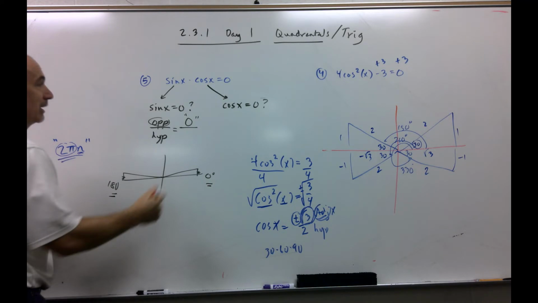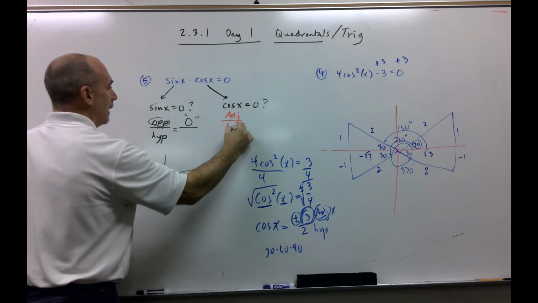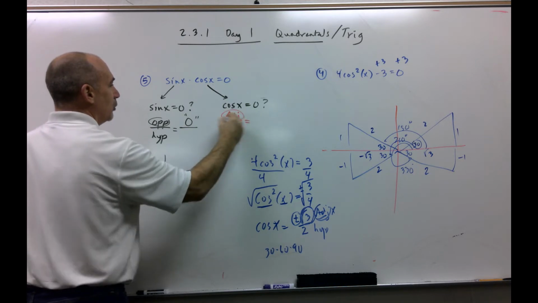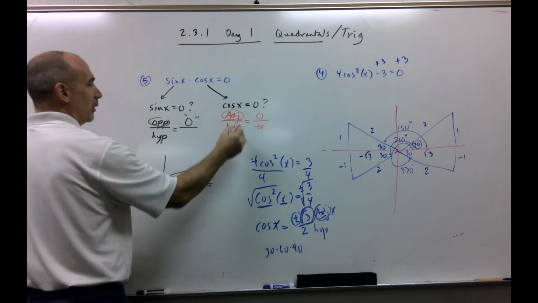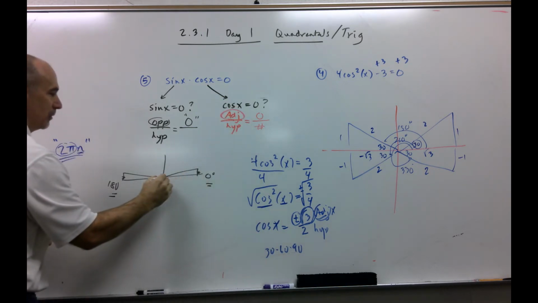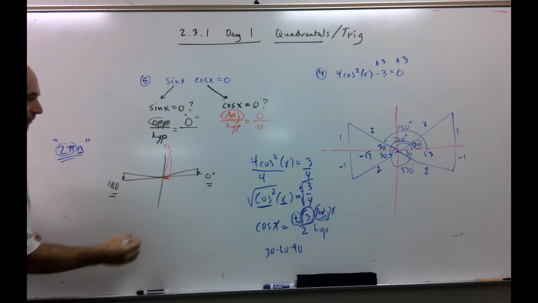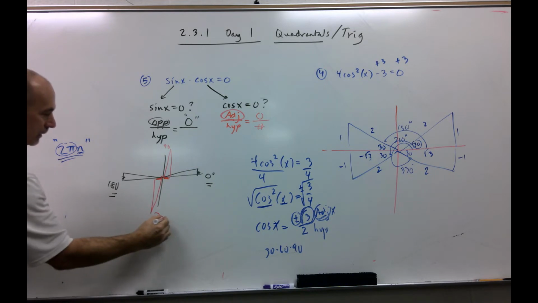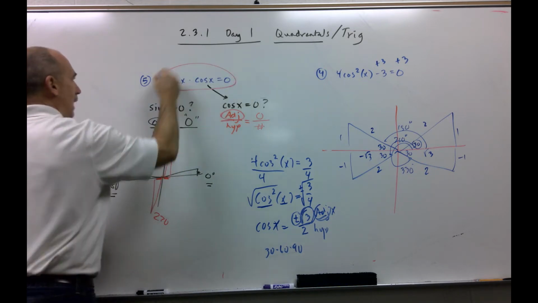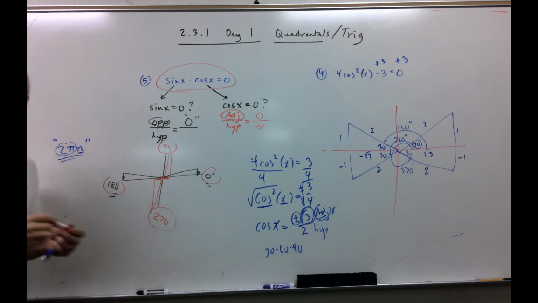But how can cosine equal 0? Well, by definition, cosine is adjacent over hypotenuse. So that means my numerator has to be equal to 0 over something. So where does my adjacent side disappear? Well, remember, at 90 degrees, there's my little adjacent side. At 270, there's my little adjacent side. So my answer to this problem is 0, 90, 180, and 270. A couple more and we'll be done.